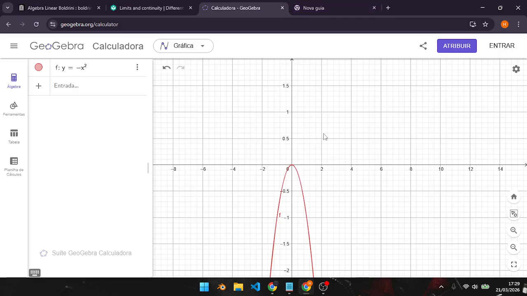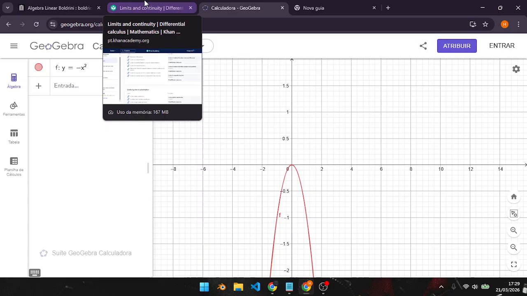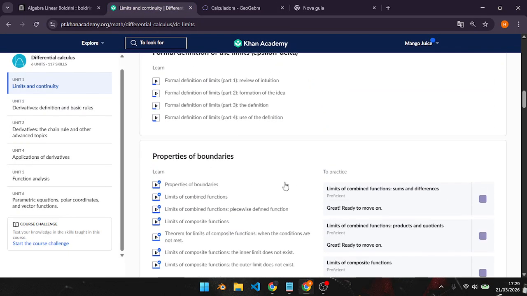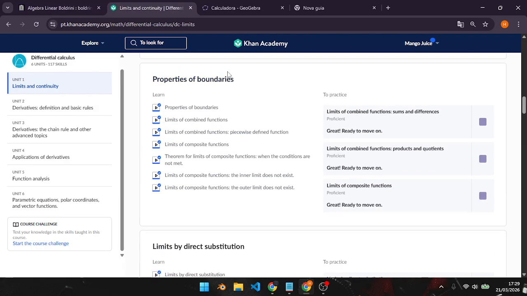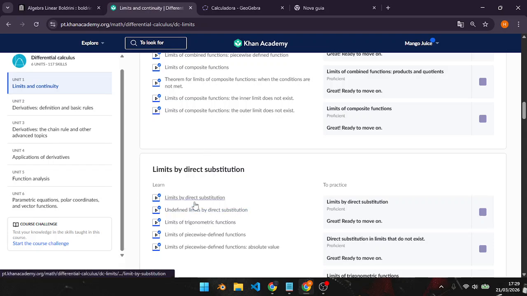It's kind of complicated to just do this, but if you want to take a better look for yourself, I'd recommend Khan Academy here. At least for calculus, I'm not sure about linear algebra. That's composite functions. You can also learn about direct substitution, which is probably down here.